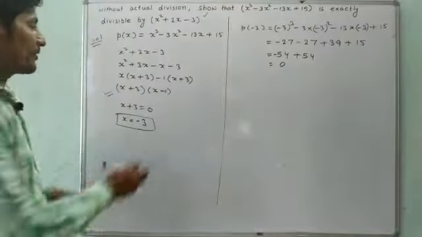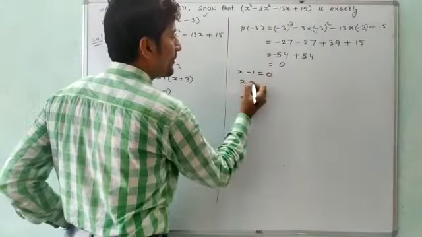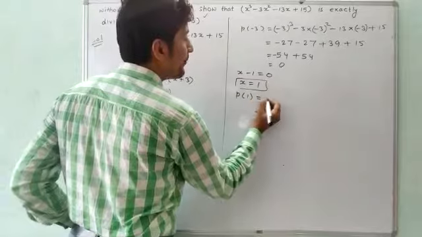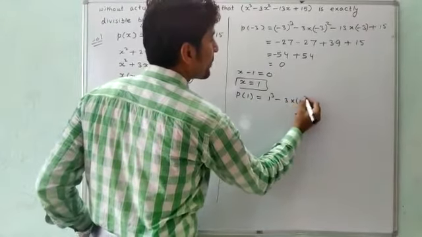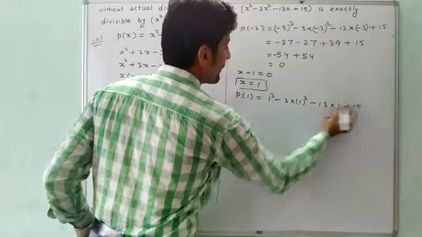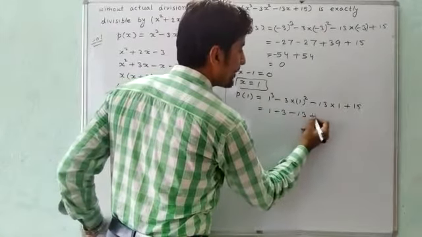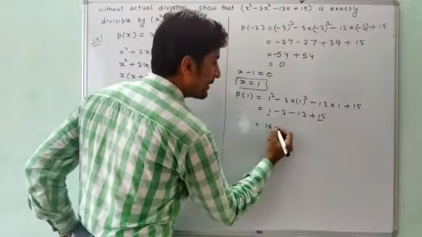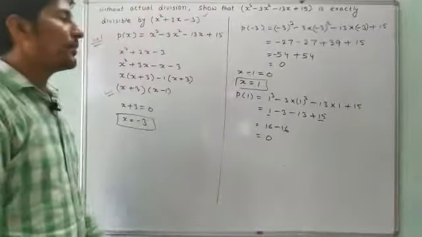Now we will check the second one also, x minus 1. x minus 1 equals 0, so x equals 1. This time we will find p(1). p(1) equals 1 cube minus 3 into 1 square minus 13 into 1 plus 15. Here we can write 1 minus 3 minus 13 plus 15. 15 plus 1 equals 16. Minus 3 minus 13 equals minus 16. Here also we are getting 0 as a remainder.